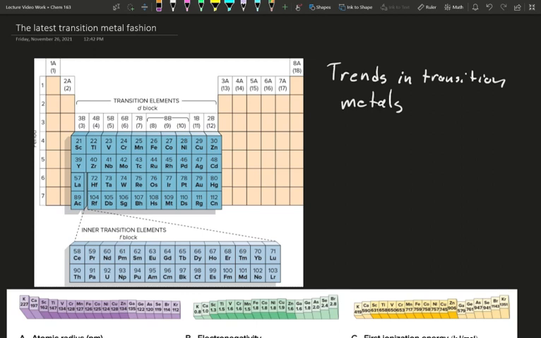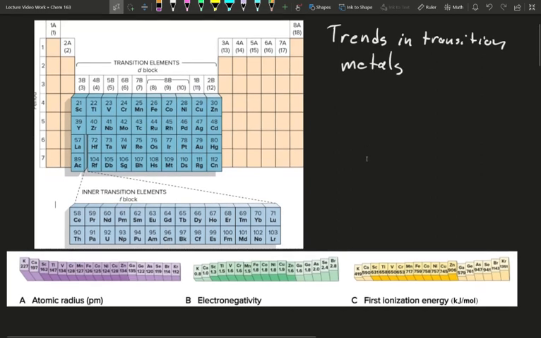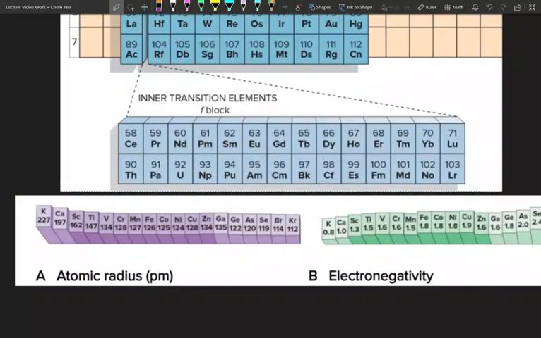Remember that we always fill the next s orbital before we fill the d orbitals in our filling pattern. So they're a little out of order, and this leads to several interesting complications in their behavior. So let's explore those a little bit. First and foremost, the atomic size variances.